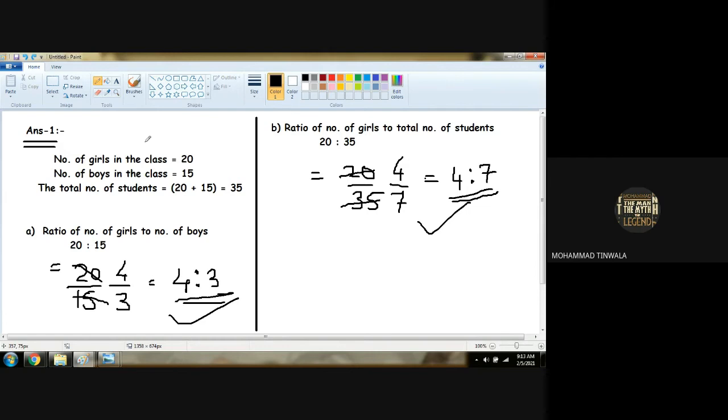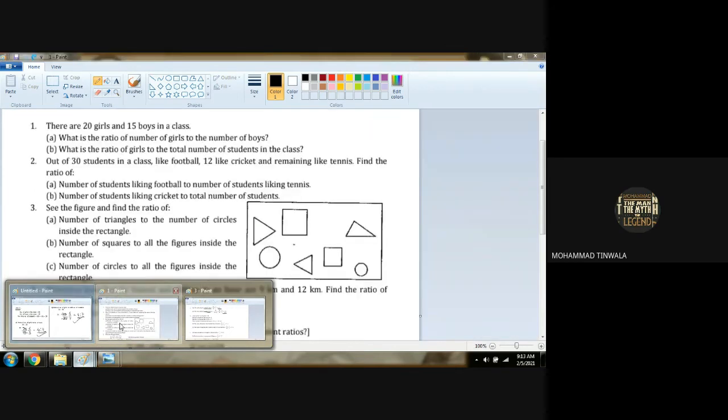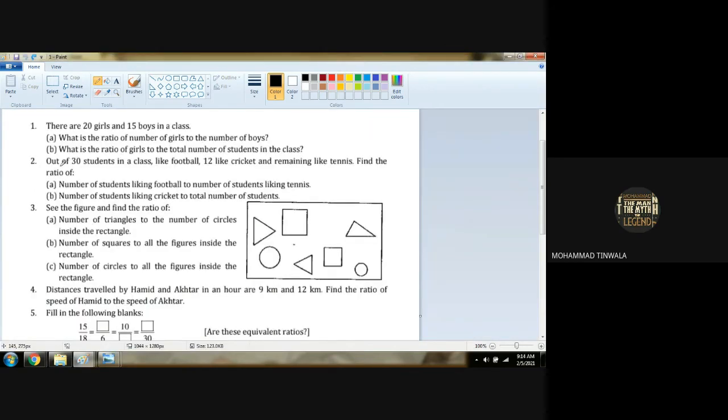Anybody has any doubt with this? No, sir. Sure ne bachcha party? Yes. Paku paku? Yes. Yes. Okay, chalo. Question number 2. Please read this question. Sir, can I read? Yes.